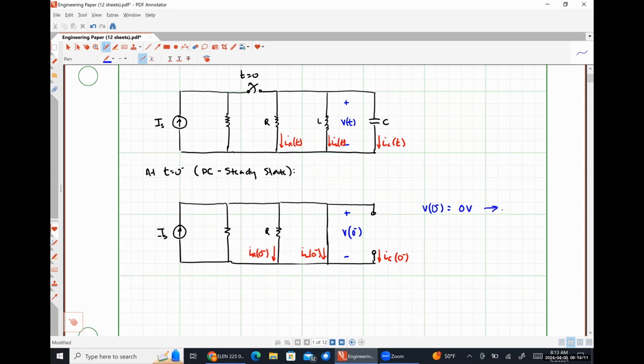This means that the energy stored by my capacitor at 0 minus is 0 joules, because we know that the energy stored by a capacitor is 1/2 C V squared. If V is 0, the energy stored is 0.